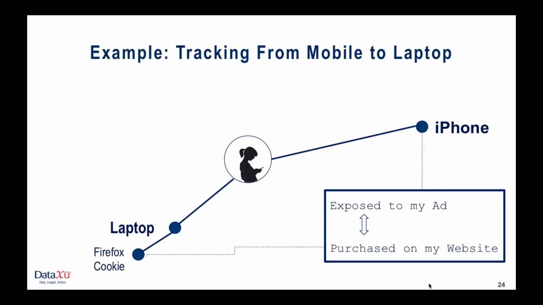A good example of this is tracking a user's movement from, let's say, an iPhone to a laptop, which I think is a common use case that we tend to see. We can see here that this user was exposed to an ad on her iPhone, and then purchased a product on her laptop. We can then, using the graph data, conclude that that's the same person and give that iPhone the credit for a conversion that actually occurred on another device.